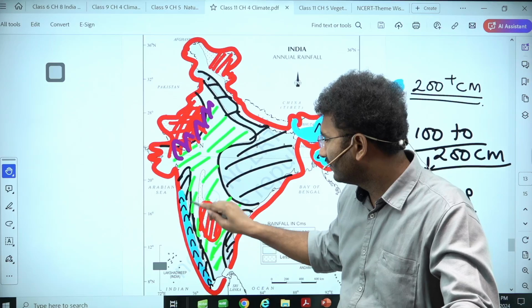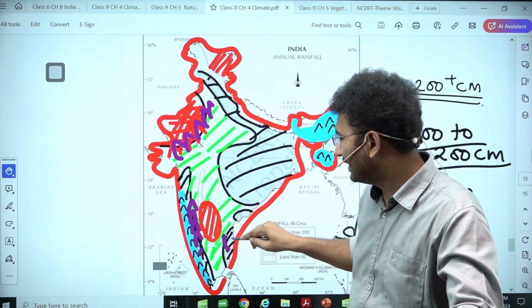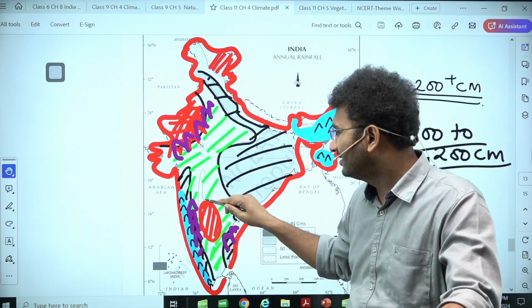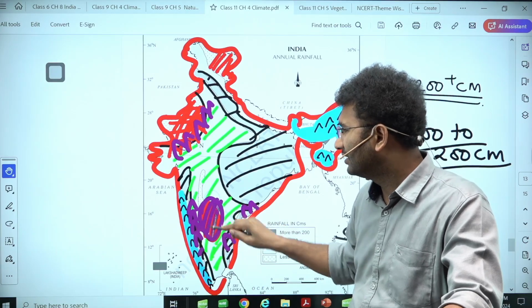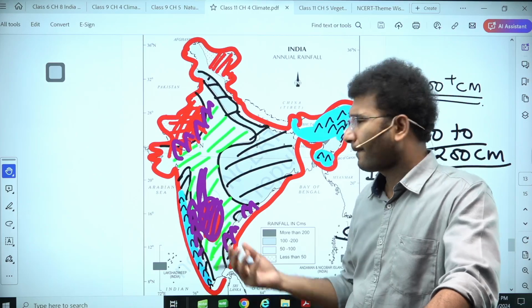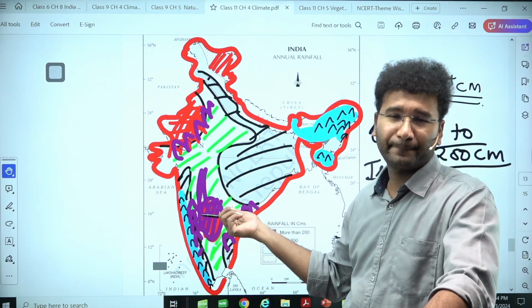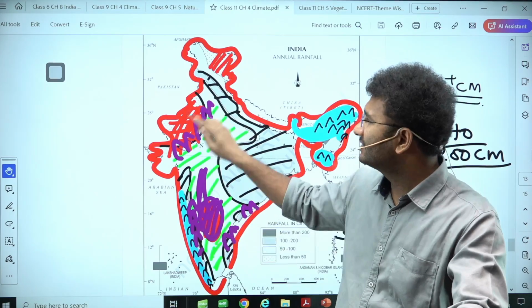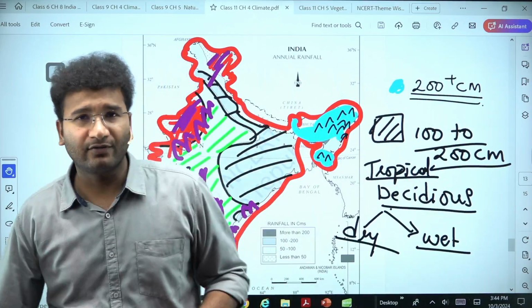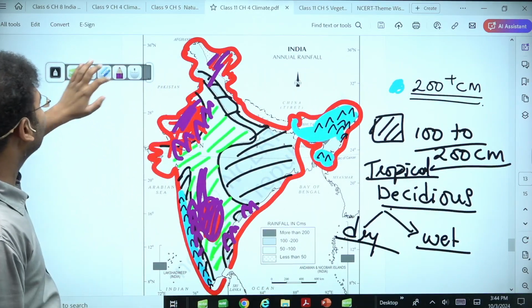Now here Western Ghats are there. On the other side Eastern Ghats are there. Wherever the Eastern Ghats are, there is rain, and this area is left to desert. Desert in the sense they are neither completely desert nor completely wet. They are semi-arid areas, but these are completely arid areas. So this is how the linkage between rainfall and vegetation is there, along with topography and other aspects.